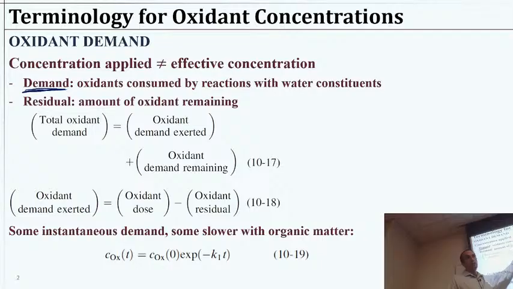So some of these demands might be a little slower than others. We could also consider for something that's a little more reactive like ozone that perhaps it's going to just slowly be reacting away, or volatilizing away, which we could also capture with something like this. But in terms of demand, something that's actively reacting with our oxidant, that would occur over some time, and so we could look at how much is exerted, how much is remaining, and so on.